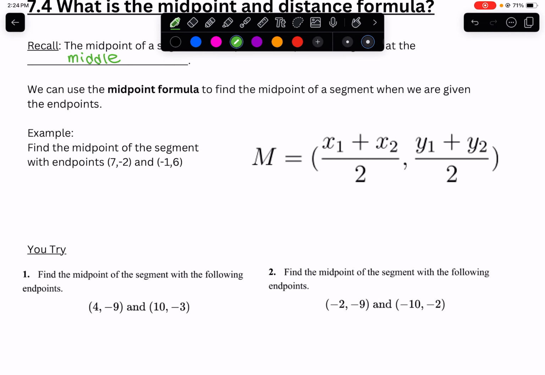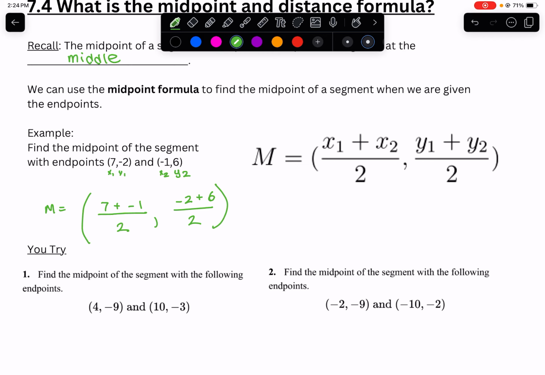So very similar to how when we use slope, you have x1, x2, y1, y2. It would be helpful to label them as such. And then we just use our formula. So x1 is 7 plus x2, which is -1, divided by 2. y1 is -2 plus 6 divided by 2.